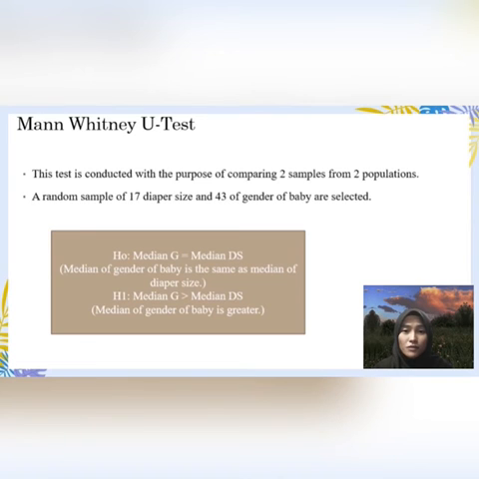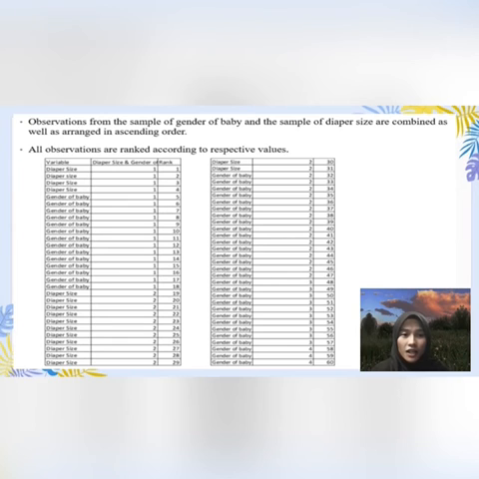The two variables used are diaper size and gender of baby. The null hypothesis for this test is that the median of gender of baby equals the median of diaper size, while the alternative hypothesis is that the median of gender of baby is greater than the median of diaper size. In this test, observations from both samples are required to be combined and arranged in ascending order and ranked. As in the tables, the observations are ranked from 1 to 16.